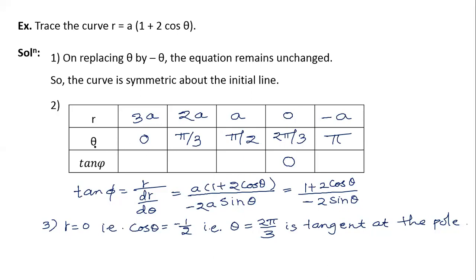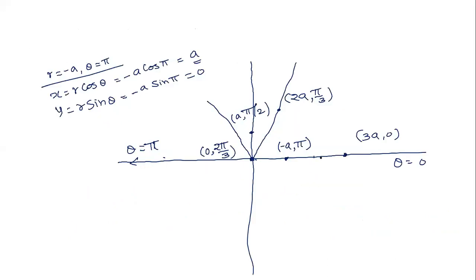Then the next thing here, theta equal to 0, r equal to 3a. In that, let us put tan phi equal to 1 plus 2 times cos of 0, which means 3 upon minus 2 sin 0, so it will be infinity, plus or minus, it really doesn't matter as such. So at theta equal to 0 and r equal to 3a, tan phi is infinity. This is the point 3a comma 0, and tan phi is infinity, which means phi is equal to pi by 2.